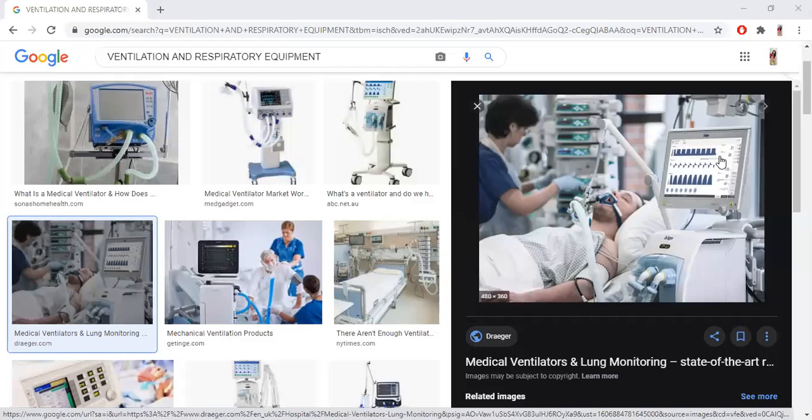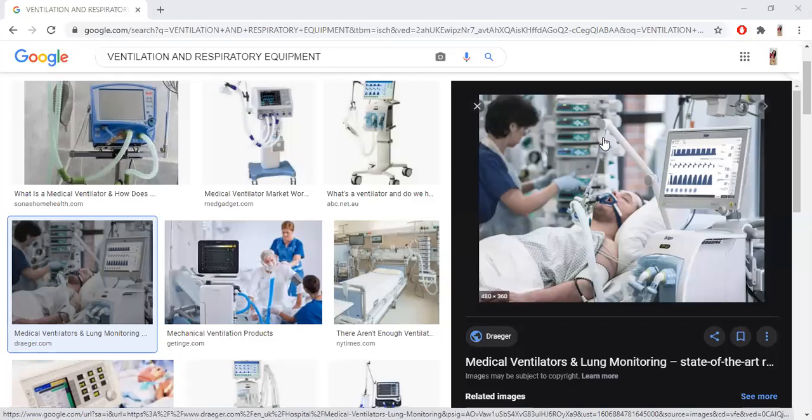On it you can see your vital signs, such as temperature, pulse, respiration. Everything will be there on the monitor: the patient's temperature, pulse, respiratory rate, the heartbeat, and everything will be there on the screen.